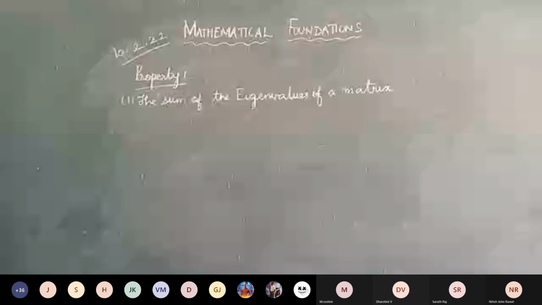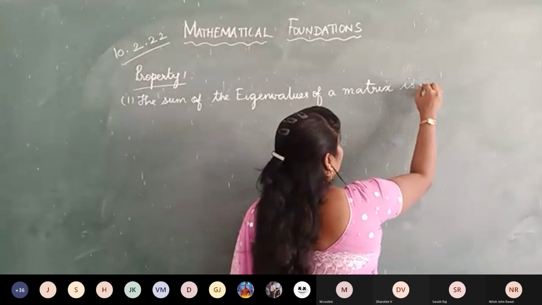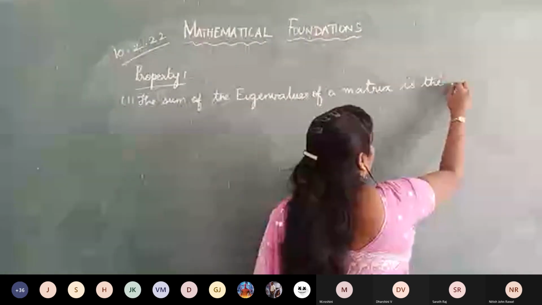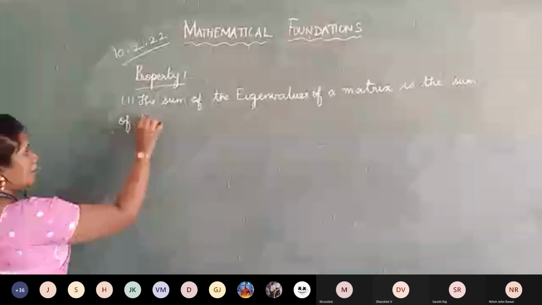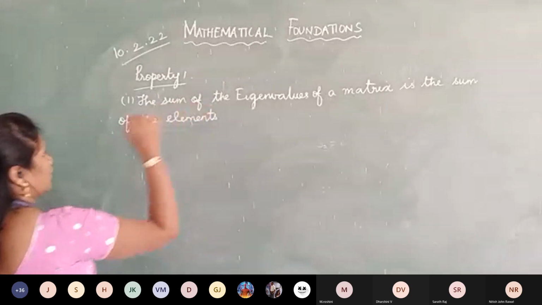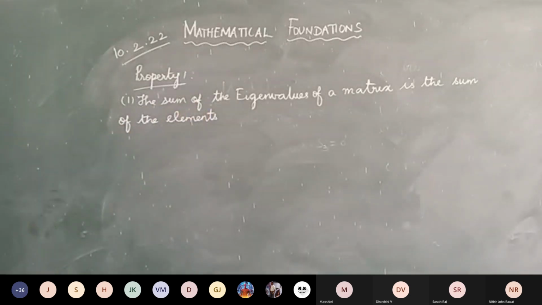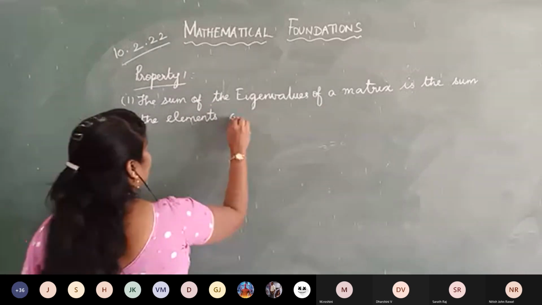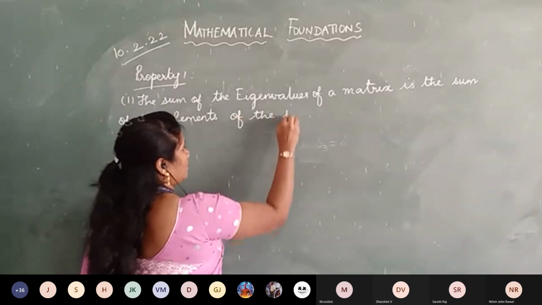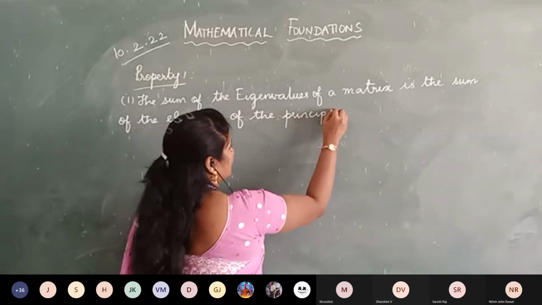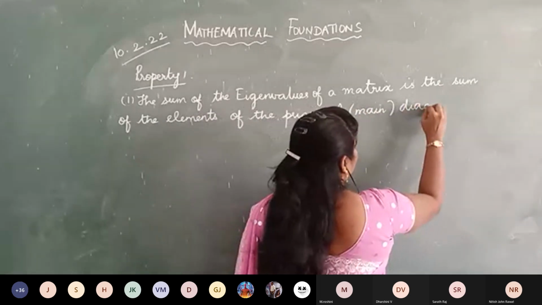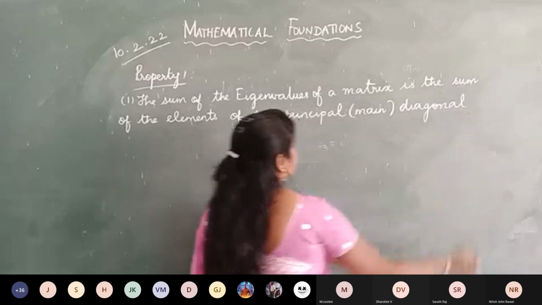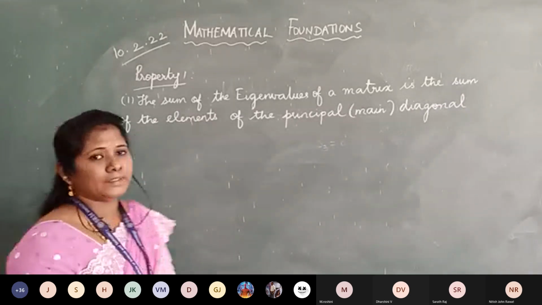Sum of the eigenvalues of a matrix is the sum of the elements. Write it down. The sum of the eigenvalues of a matrix is the sum of the elements of the principal or main diagonal. The main diagonal elements is the sum of the elements of the principal diagonal.